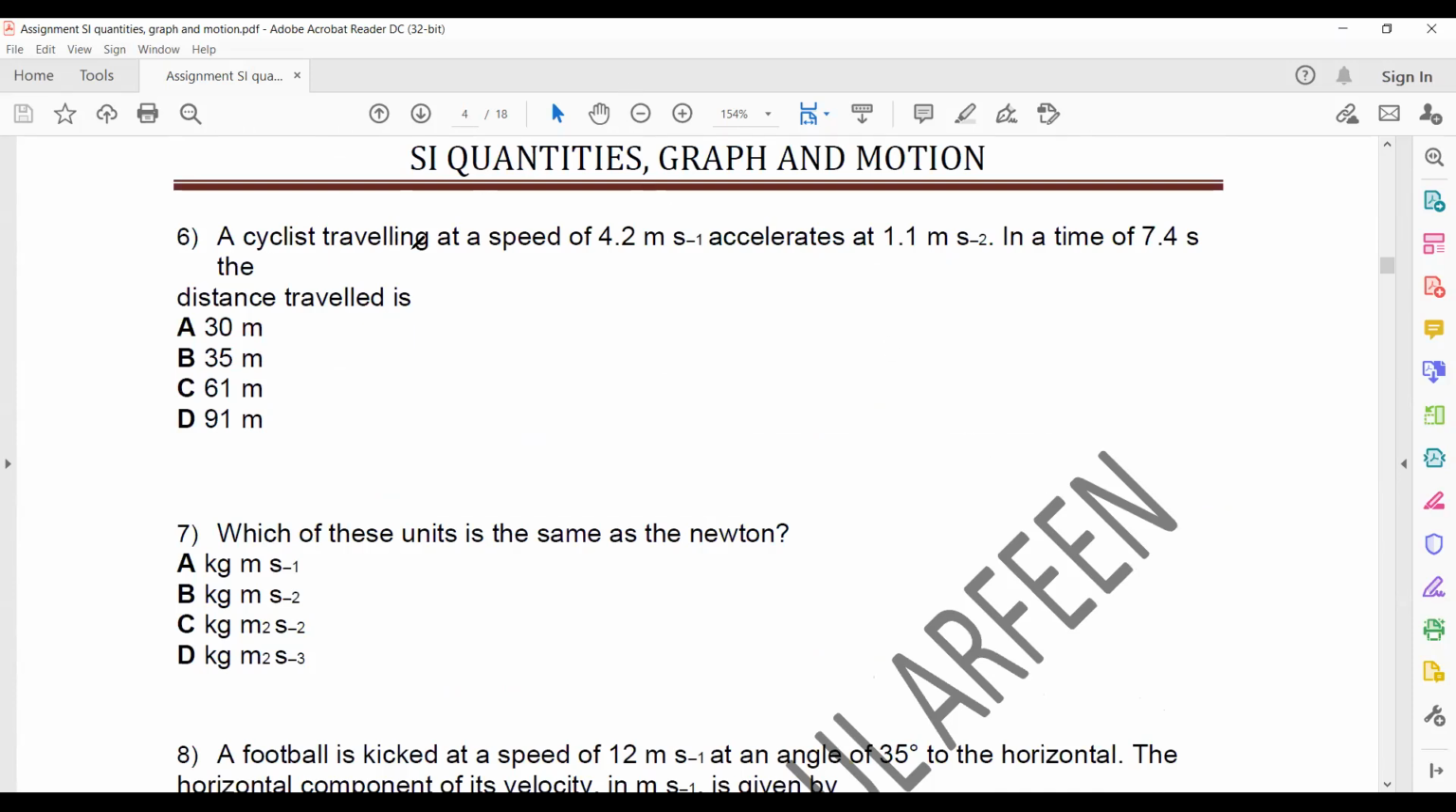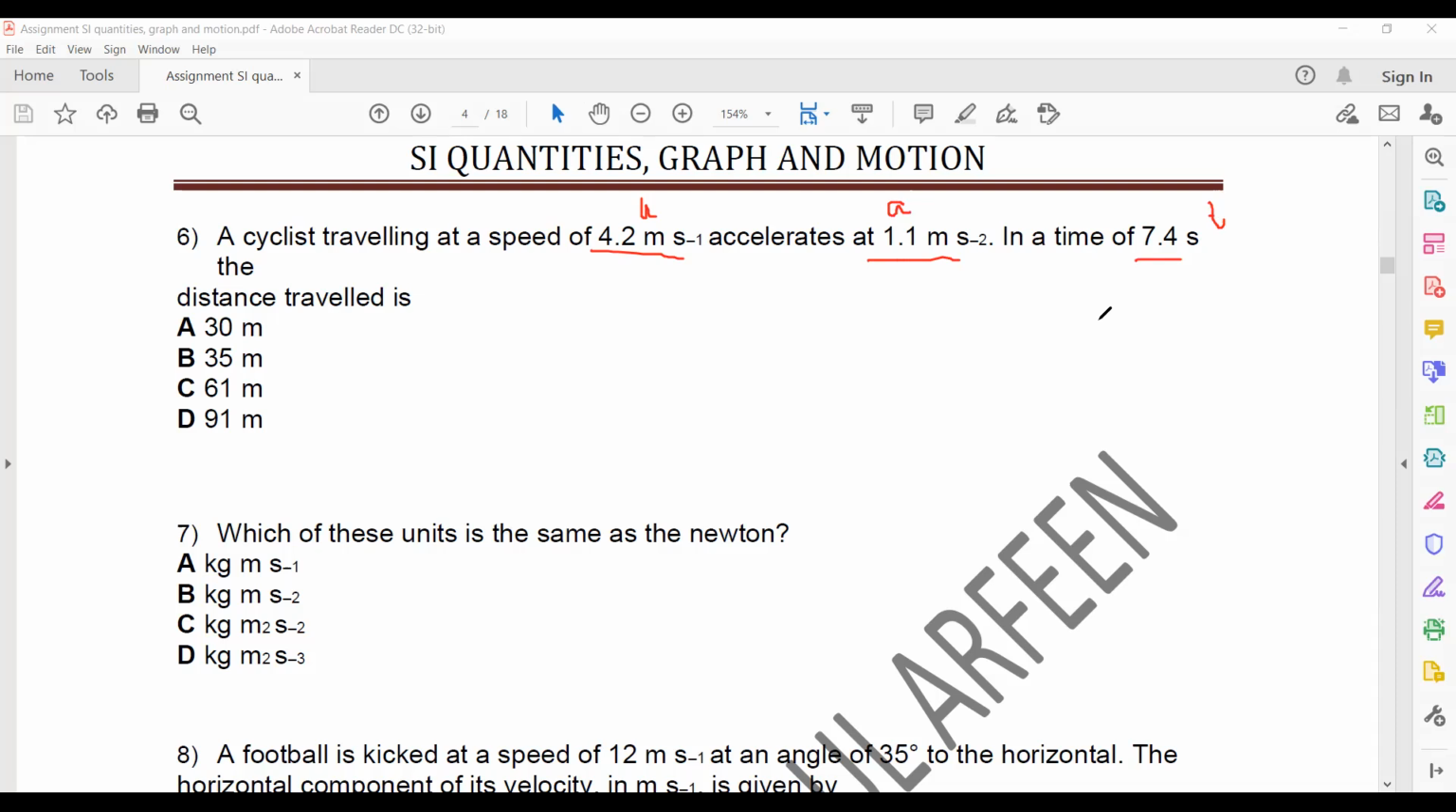So you can see a cyclist is traveling at a speed of 4.1. So that is the starting speed of the cyclist. Accelerate at 1.1 meter per second square. So that is acceleration, in 7.4 seconds. So time is equals to 7.4. Calculate the distance traveled. So how can we calculate the distance traveled? So we have the formula.